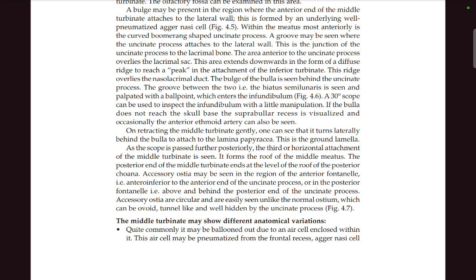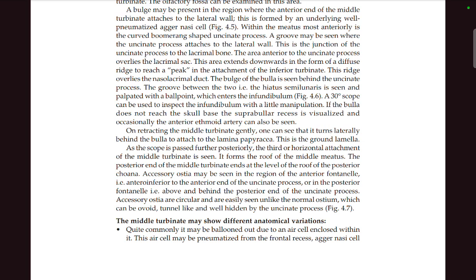Accessory ostium may be seen in the region of the anterior fontanelle, that is anterior inferior to the anterior end of the uncinate process, or in the posterior fontanelle, that is above and behind the posterior end of the uncinate process. Accessory ostia are circular and are easily seen, unlike the normal ostia, which can be avoided, tunnel-like and well hidden by the uncinate process.